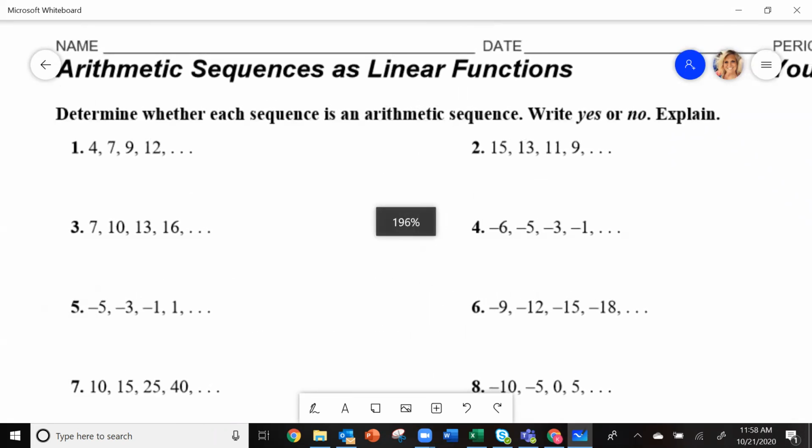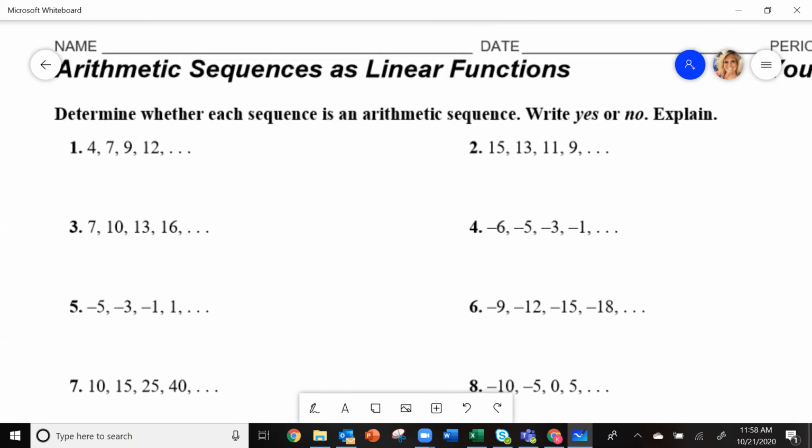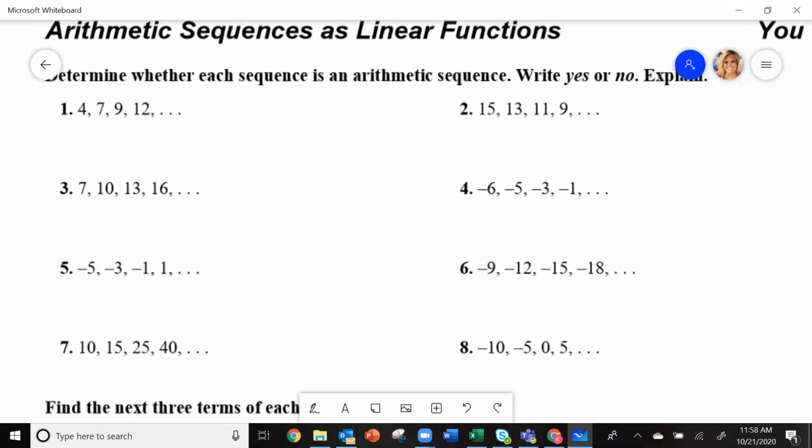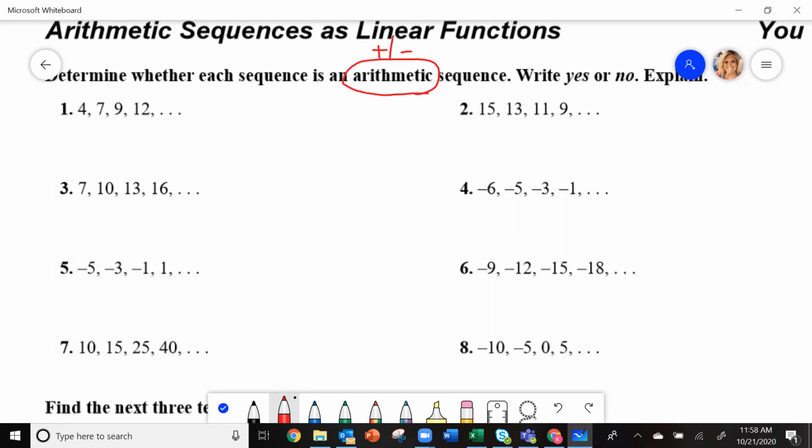There we go. Right here, the first thing it wants us to do is tell whether or not each sequence is arithmetic. Arithmetic means, is it adding or subtracting to get to the next term? Are we adding or subtracting to get to the next term? And if it is, they want to know what is the difference. So let's look at number one.